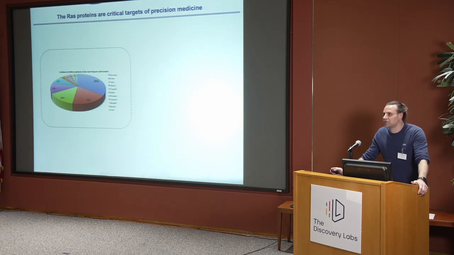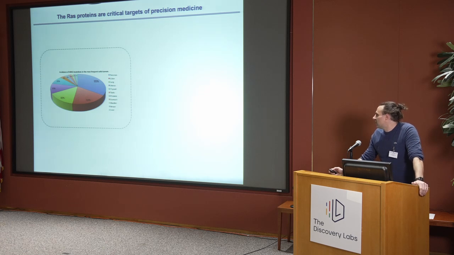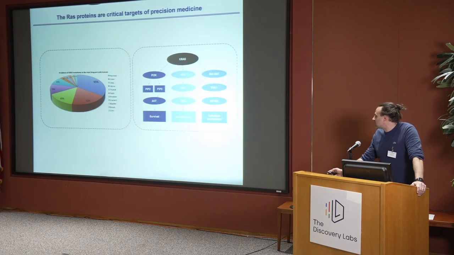Most likely I don't have to introduce RAS to this audience. RAS is the holy grail of cancer. Most cancers feature KRAS mutation, especially the deadly ones, like pancreas cancer, lung cancer, colon cancer. RAS is one of the main upstream effectors of the mitogenic signaling cascade, activates the RAF, MEK, ERK pathway, as well as the PI3K pathway and the NF-κB pathway.